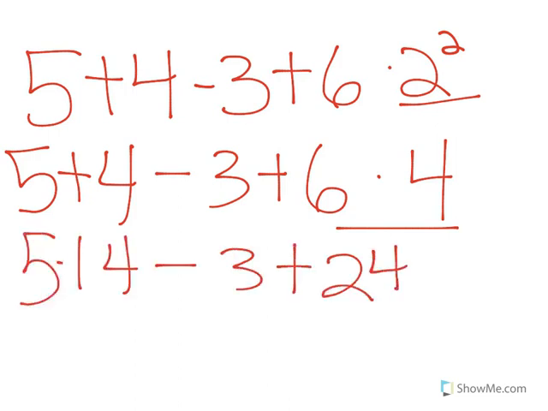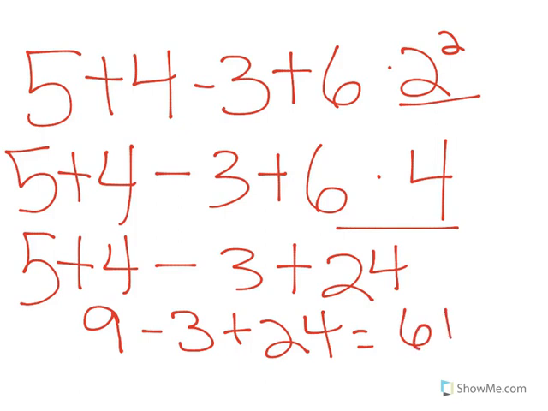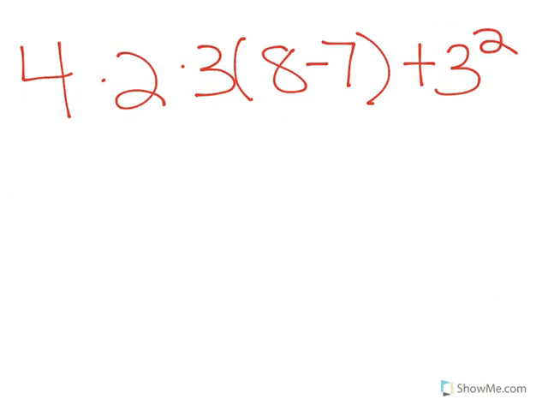Then I have addition and subtraction. Now I'm going to go left to right, so 5 plus 4 gives me 9. Minus 3 plus 24. 9 minus 3 is 6, and 6 plus 24 gives me 30. Go ahead and try this example on your own.